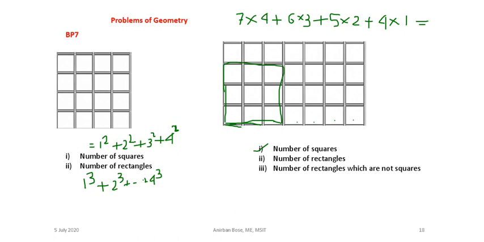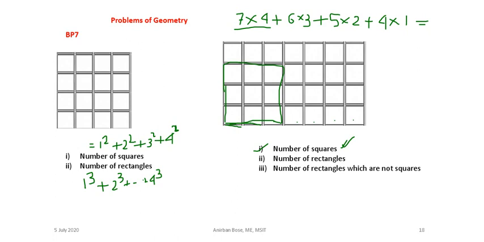So what you have to do is first find the number of smallest squares, and then in that multiplication reduce 1 from each of the multipliers. So 7 becomes 6, 4 becomes 3, then 6 becomes 5, 3 becomes 2, 5 becomes 4, 2 becomes 1, till one of them becomes 0. Clear? In this way we can find the number of squares.